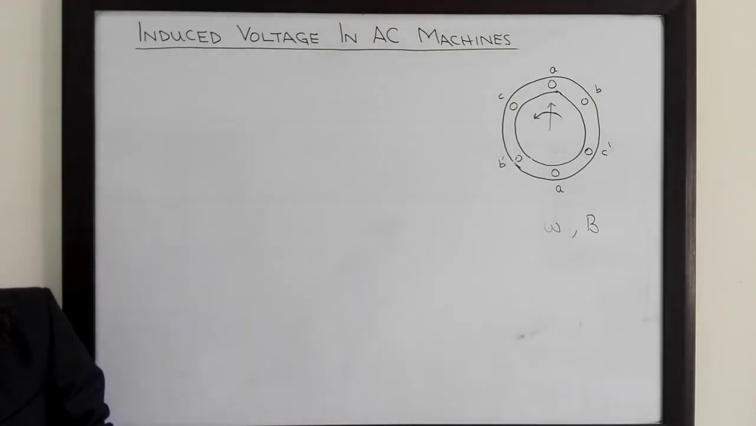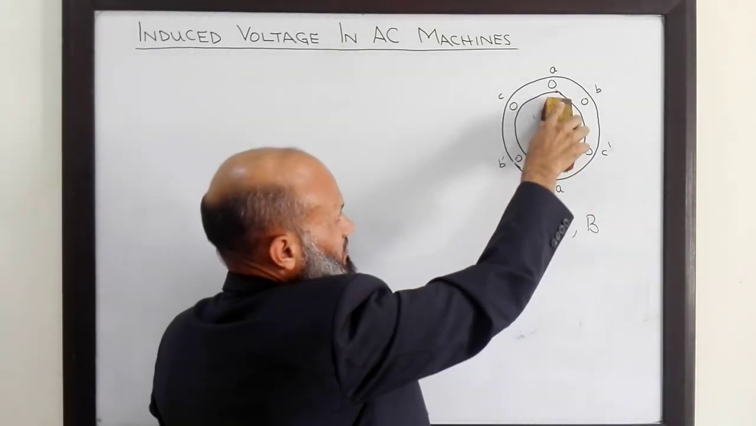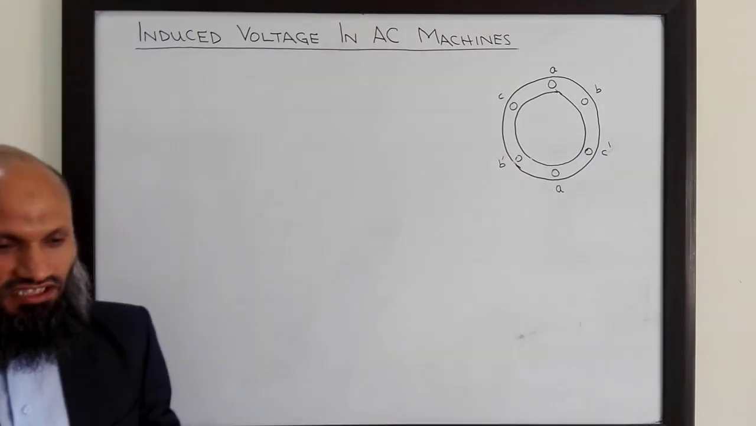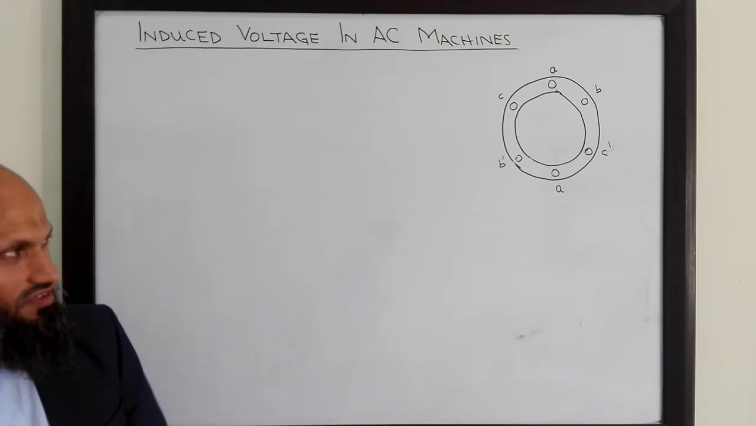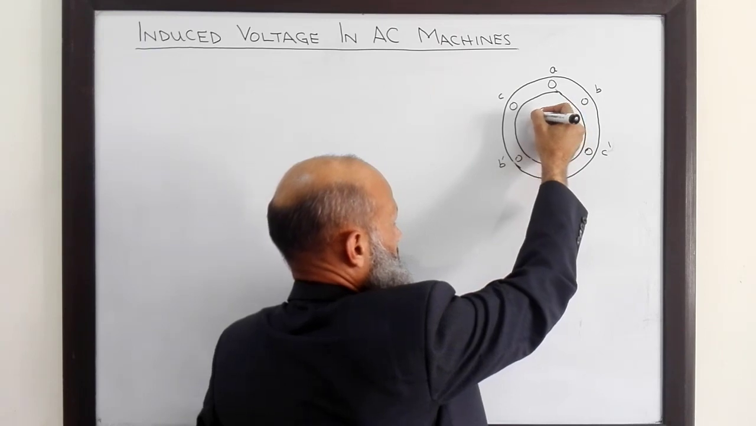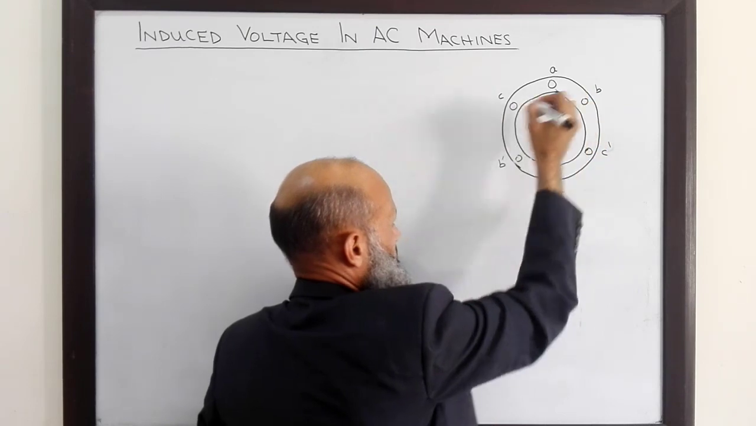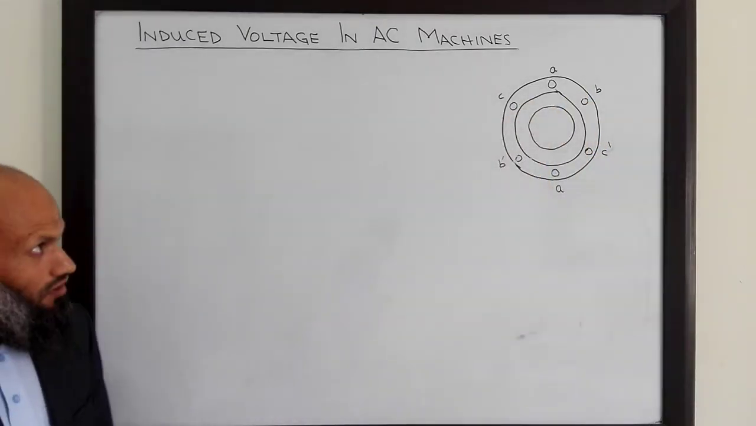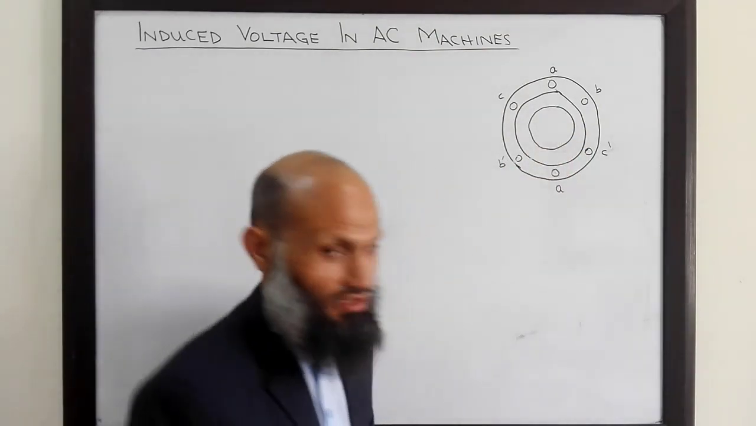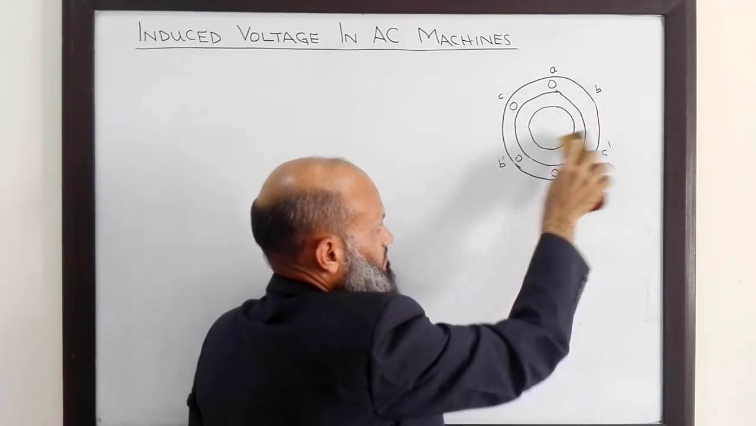We shall start with the simplest case. That is, we shall talk about a cylindrical rotor. Other shapes of rotor are also possible, for example, salient pole rotors. However, for the sake of simplicity, we shall talk about a cylindrical rotor. And instead of dealing with these coils, we shall only take one coil in this simple analysis.